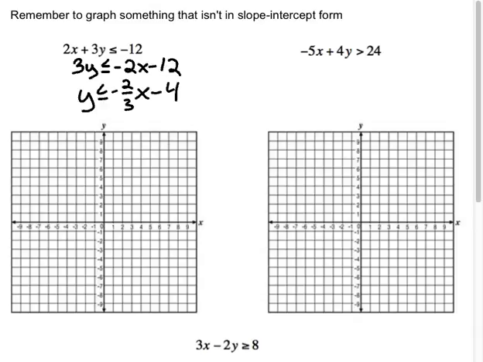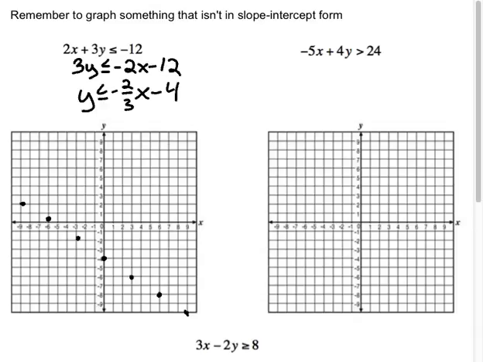So now I have something that I actually do know how to graph. Start at the y-intercept, down at negative 4, and then a slope of negative 2/3. Down 2 over 3, down 2 over 3. Continue that as long as you can.